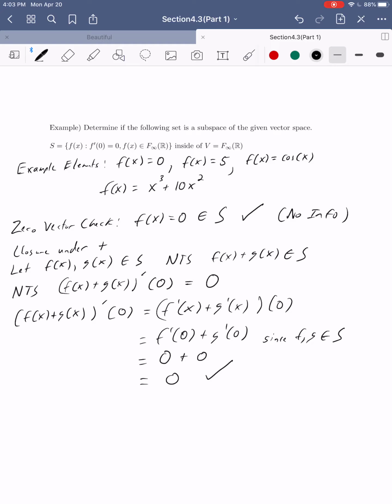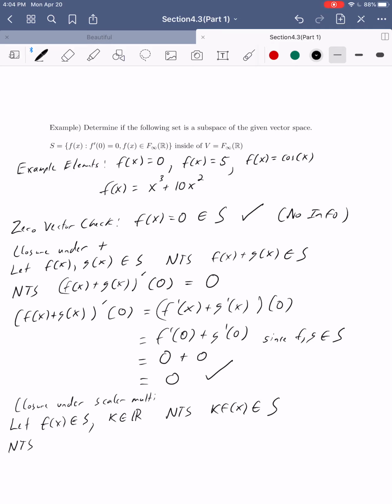Check. So we've just shown that if you start with two functions that are inside of S, then when you add them, you will remain inside of S. So in other words, it is closed under addition. Let's try the same thing with closure under scalar multiplication. So let f(x) be an element of S and k just a real number. We need to show that kf(x) is an element of S.